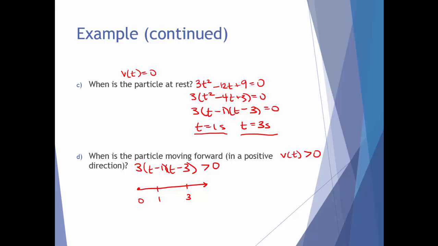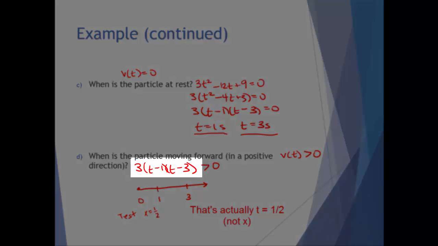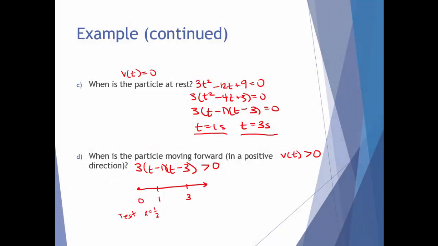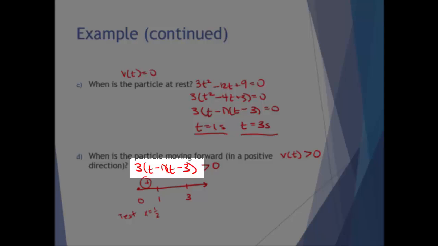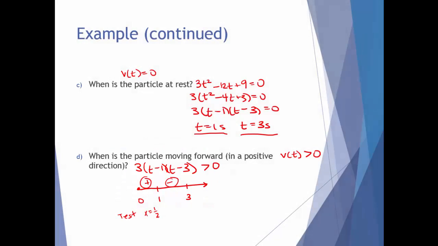So in between 0 and 1, if I test a value, let's say x equals 1/2, this is going to be my test value. 3 is positive. 1/2 minus 1 is negative. And 1/2 minus 3 is also negative. So I'm going to have a positive times a negative times a negative, which overall tells me that particular interval will be positive. If I plug in, let's say 2, 3 is positive, 2 minus 1 is positive, 2 minus 3 is negative. So that comes out negative.